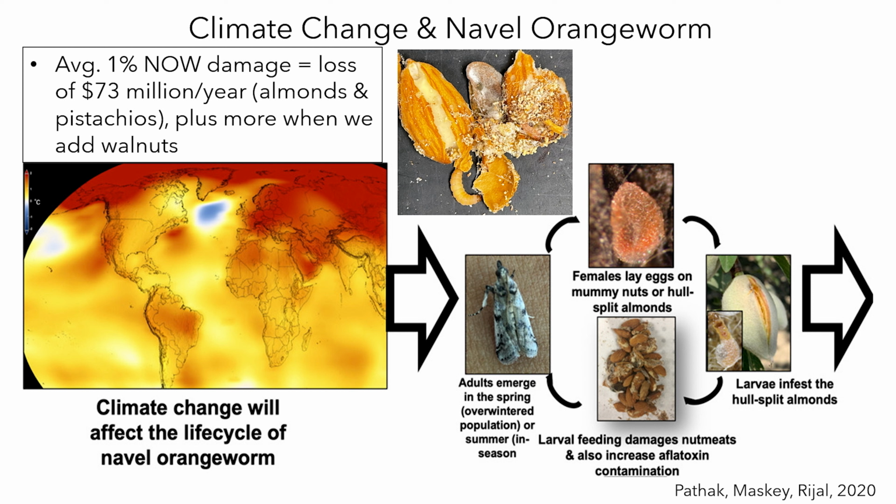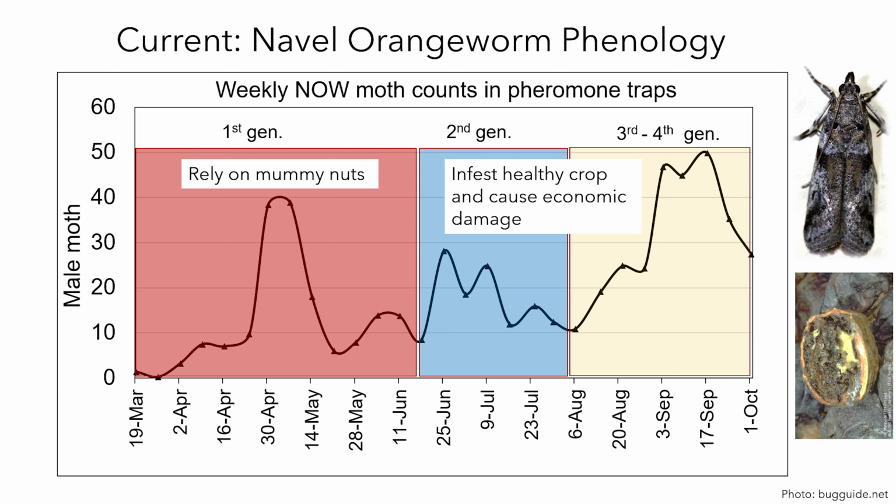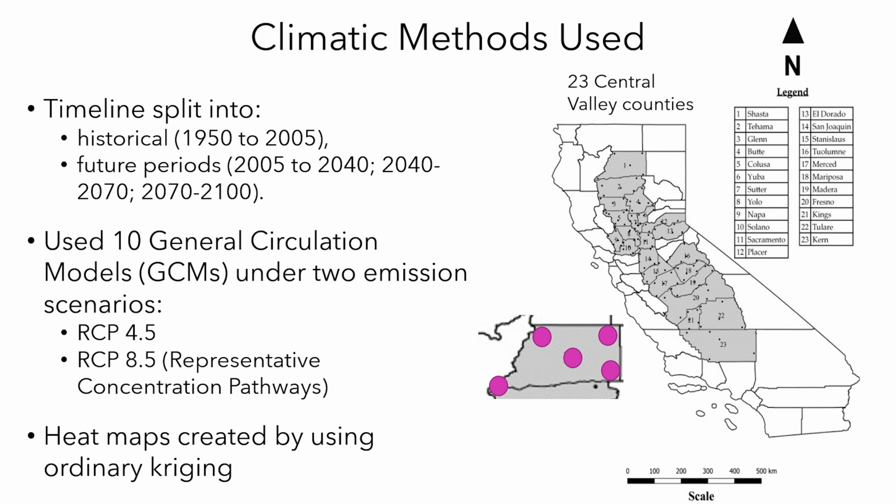Navel orangeworm lay eggs on the split nuts, and then larvae go inside and feed on the kernel, so the kernel becomes inedible. Also, it can create an environment where aflatoxin-causing fungus colonizes and creates chances for aflatoxin contamination in the crop. So we looked at temperature. If you look at navel orangeworm activity generally, this is the first flight, this is the second and third flight. In general, we have up to 4 flights in the valley. That's the current estimation, but I'll talk about that a little later too.